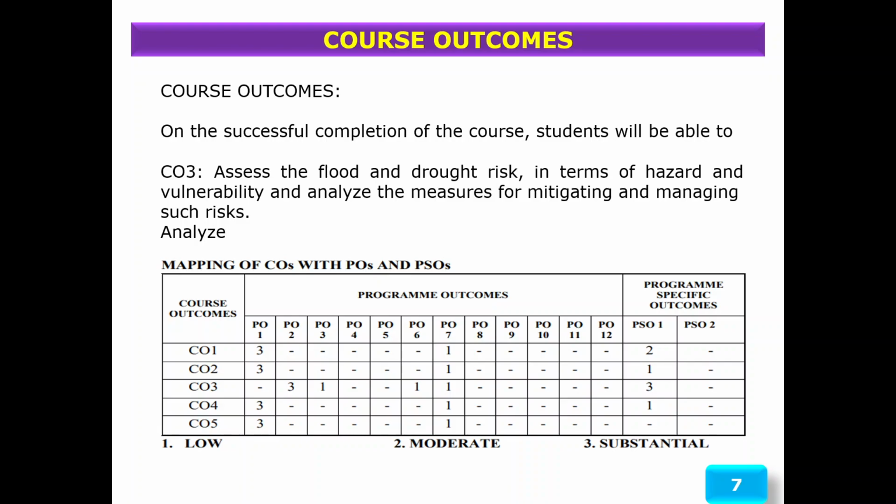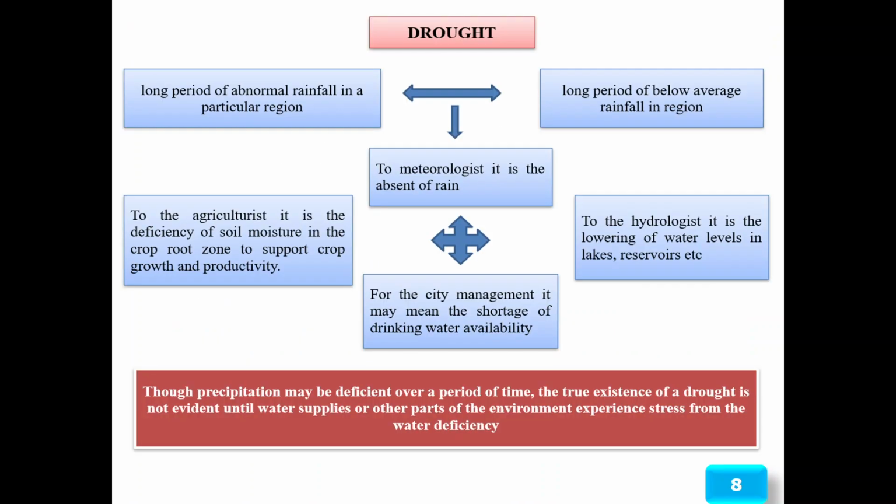The course outcome of the topic is correlated with program outcomes 2, 3, 6, 7, and program specific outcome 1. So, the drought: a long period of abnormal rainfall in a particular region. That region we can consider a drought area, a long period of below average rainfall in the same region.